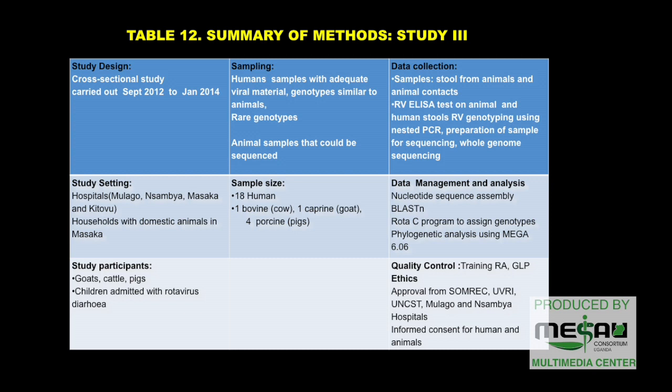We used 18 human samples. These were 18 human positives, which we selected based on the ones that had unusual genotypes, or which had genotypes similar to animals, or which had adequate viral material to be able to carry out sequencing. The animal samples were also selected from the positive samples of study 2. We only selected 6 because these are the only ones where we were able to carry out sequencing. So we recruited 1 bovine, that's a cow, 1 caprine, a goat, and 4 porcine, those are pigs.